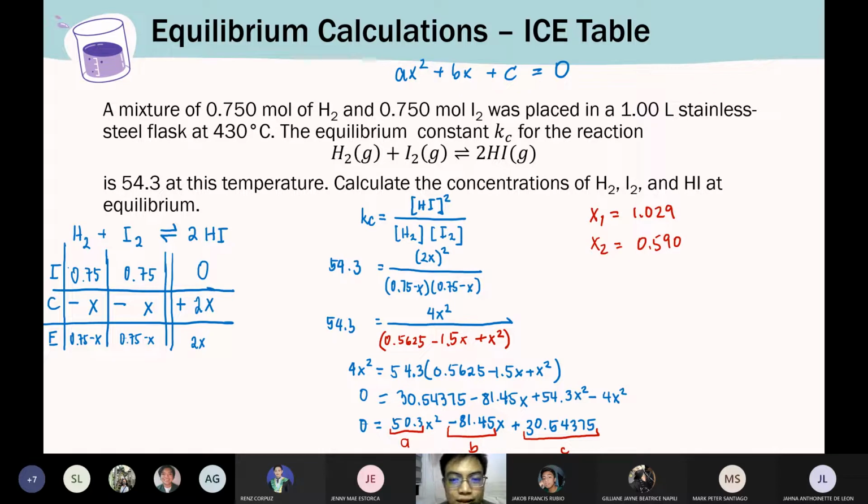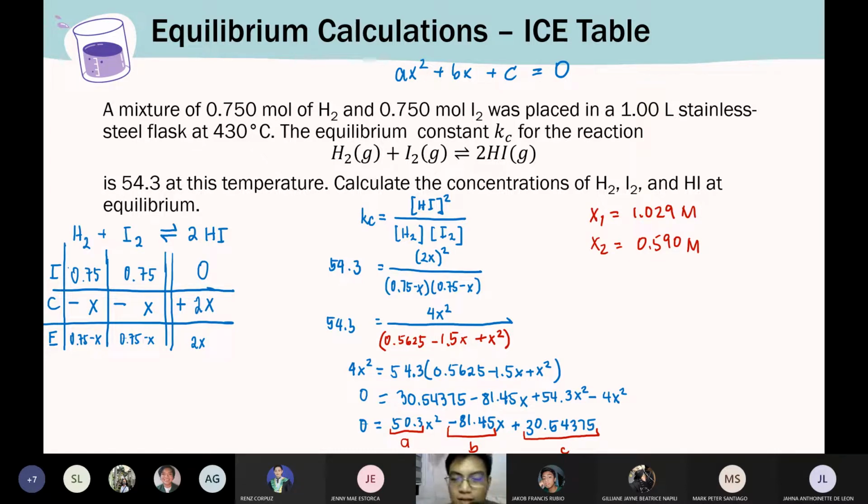So, dalawa value ng x natin. And these are concentration. Mga molarity yan. Pero ano gagamitin natin dito? Okay? Is it 1.029 or is it 0.59? What do you think? Ano kaya sa tingin nyo yung maganda gamitin? Sino yung x1? Sino sa x2?